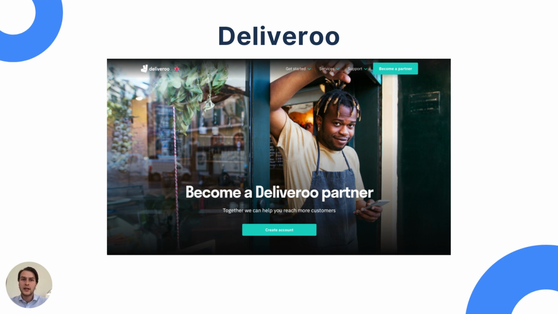The first thing that immediately catches your attention is the bold headline: Become a Deliveroo partner. The page clearly communicates what they want the visitors to do from the very first moment. The second element that stands out from the rest of the page is the call to action button. It is easy to spot and the visitors don't actively have to look for it, making it easy to convert.